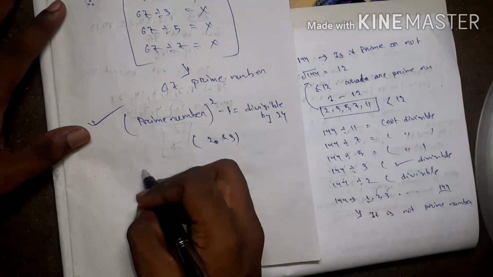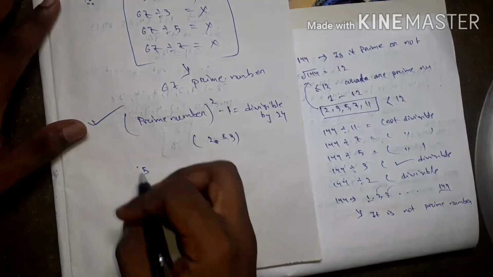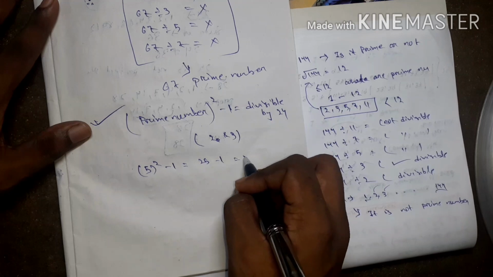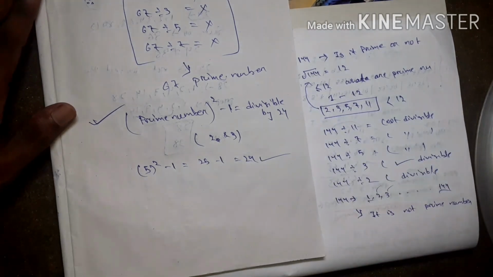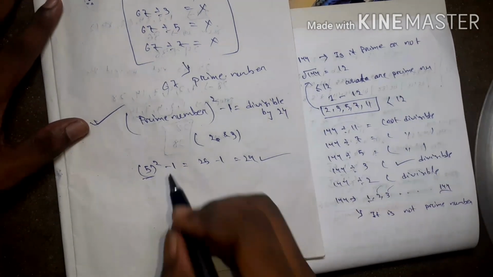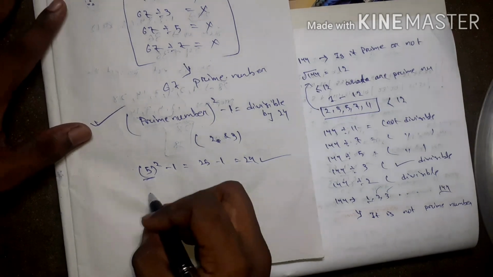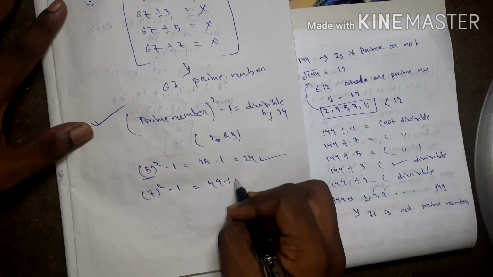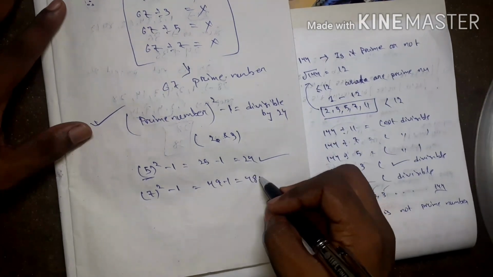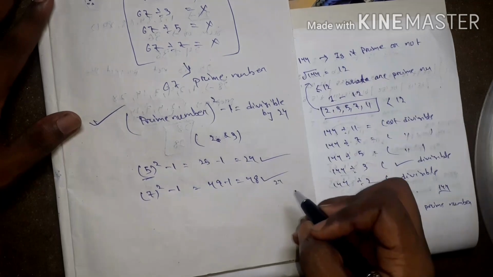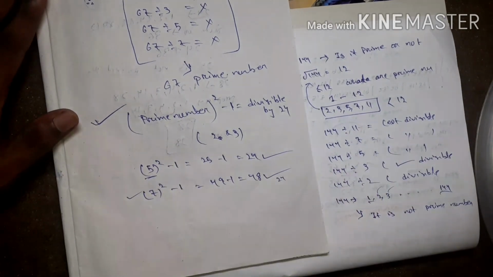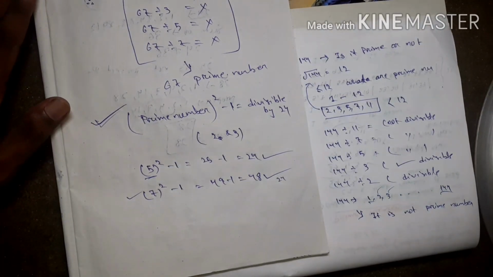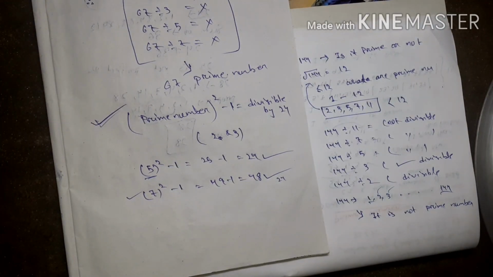Then test whether 5 is a prime number or not. 5 square minus 1 is 24. It is divisible by 24, so 5 is a prime number. Then go for the second. 7 square minus 1, 49 minus 1, 48. It is also divisible by 24, so 7 is also a prime number. Every prime number follows this rule. Okay, then you can find whether it is a prime number or not.